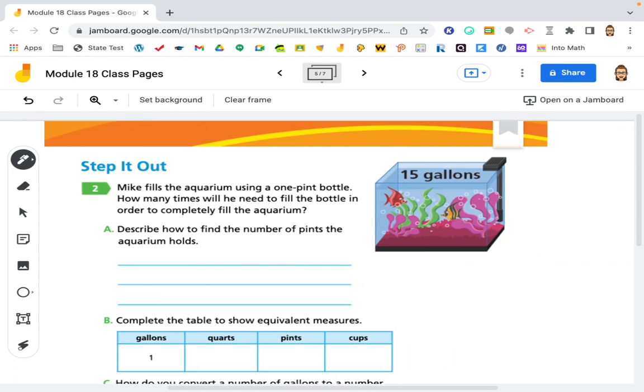Okay, so Mike fills the aquarium using a 1-pint bottle. How many times will he need to fill the bottle in order to completely fill the aquarium? Describe how to find the number of pints the aquarium holds. Well, we're going to convert gallons to pints. So we're going to go large to small because gallons are larger than pints.